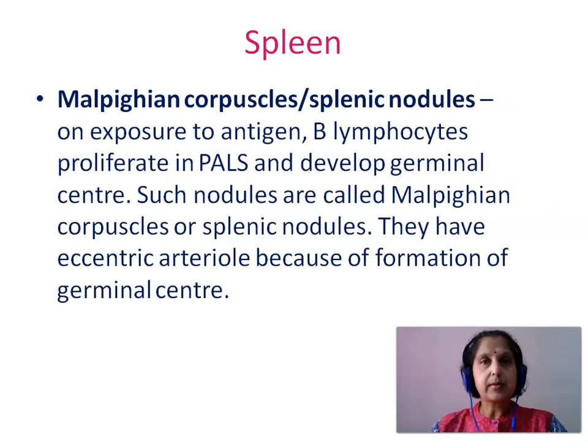Malpighian corpuscles or splenic nodules. On exposure to antigen, the B lymphocytes proliferate in the PALs and develop germinal center. Such nodules are called Malpighian corpuscles or splenic nodules. They have an eccentric arteriole because of formation of the germinal center.